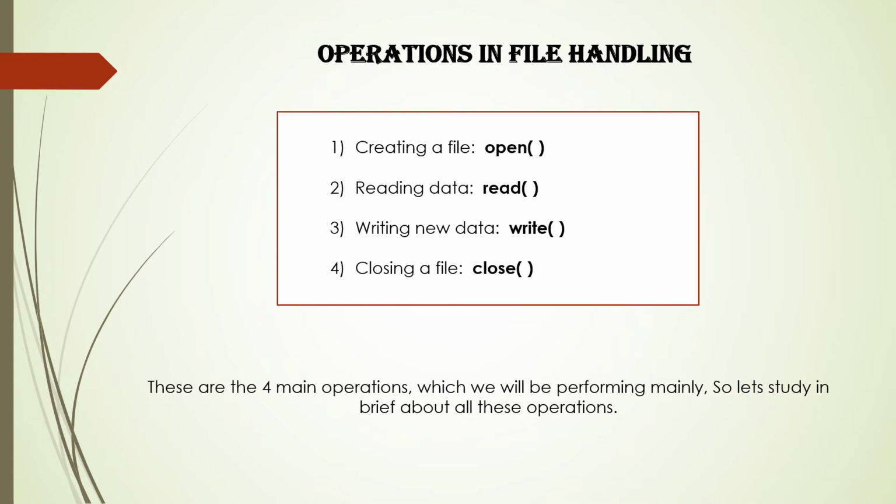Now the main operations that you can perform: there are mainly four operations. First is to create a file, that is, open the existing file in which you want to work or create a new file, and this can be achieved by the open function. Second is reading the data from the file. This can be done by the read function. Third is writing new data to the file. That is, if you want to write some data to the existing file or in a new file, then this can be done by the write function.